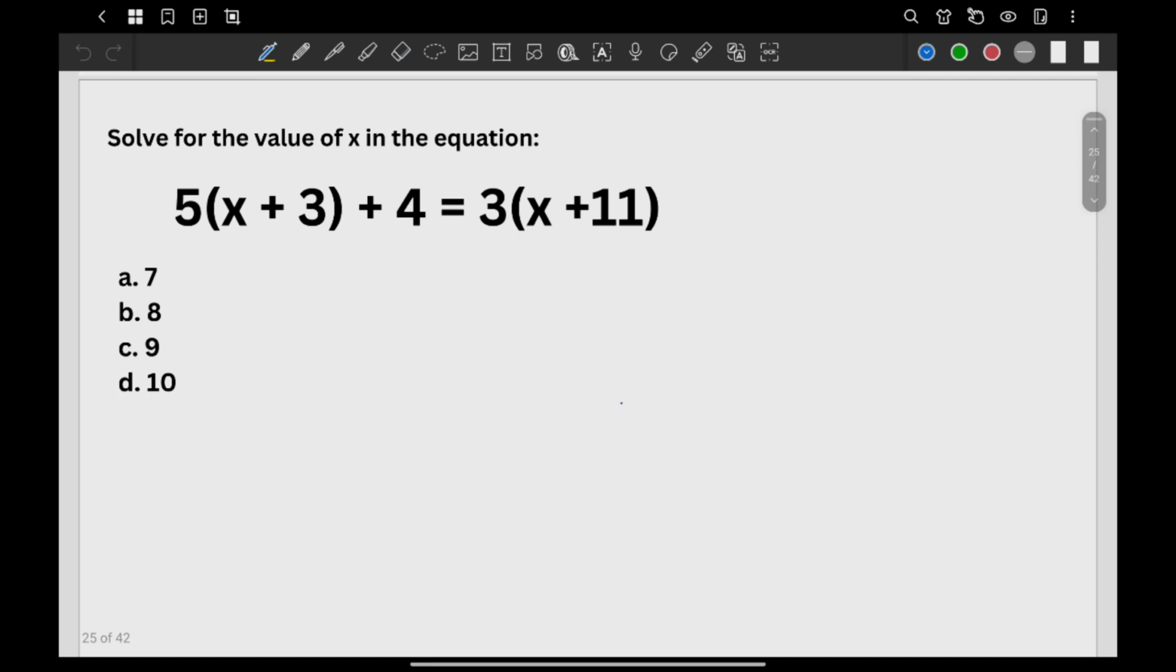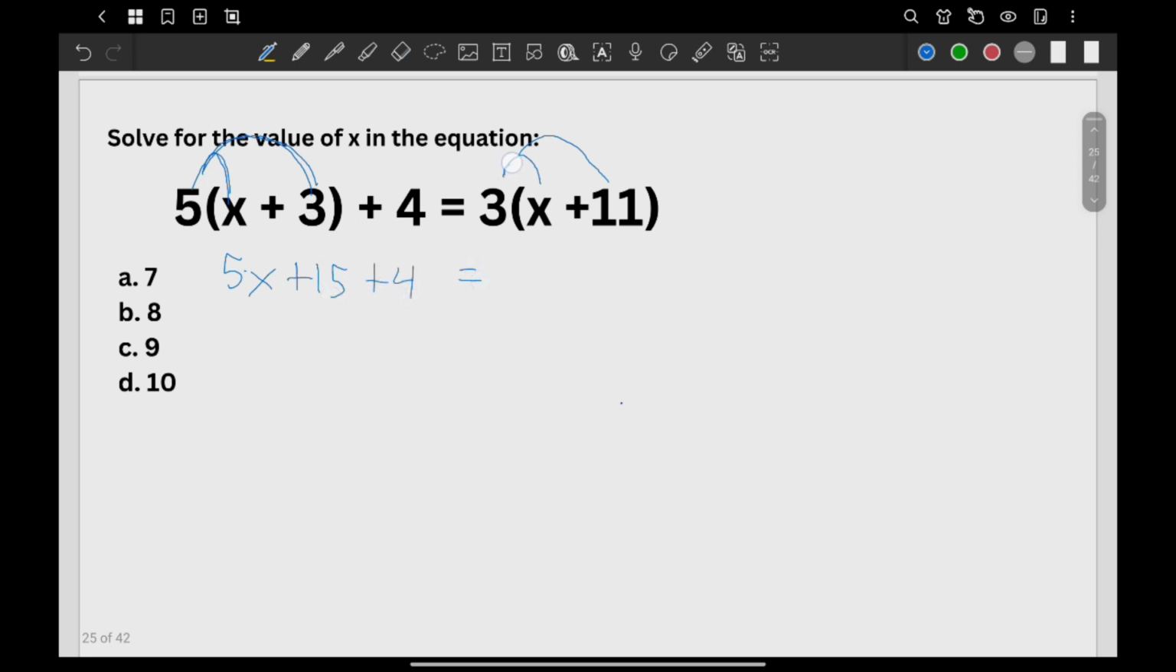Okay? So, what will happen here is the 5 is going to be distributed to all the values inside the parenthesis. Same thing with 3. Distribute with everyone inside the parenthesis. So, what does it mean? What is 5 times x? It's going to be 5x. What is 5 times 3? That's going to be 15. It's positive 15, right? Plus 4 is equal to, next one.